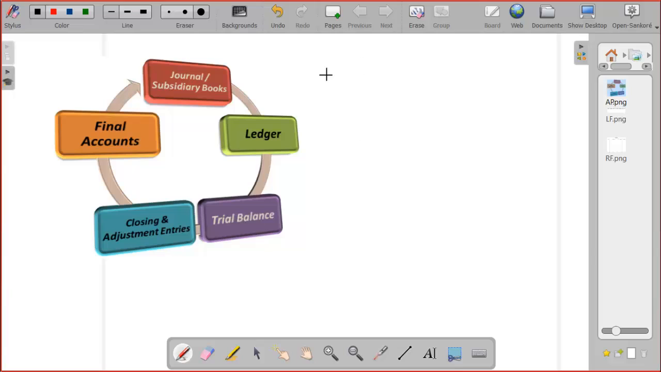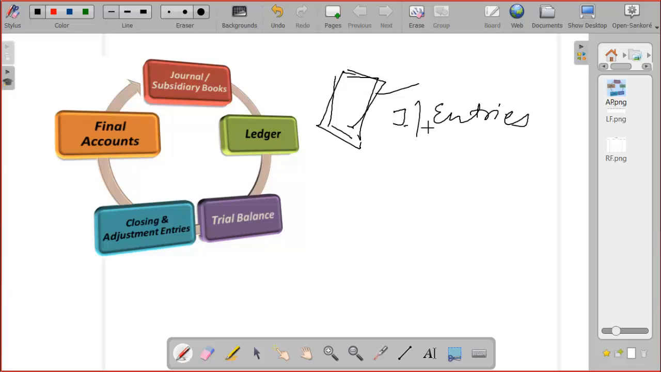Okay, let me tell you. See, journal is one register, actually one separate record. This is journal, suppose. One notebook you can say, and in this journal we pass journal entries. We have studied. Besides this book, we maintain one more notebook, and this notebook is called ledger.